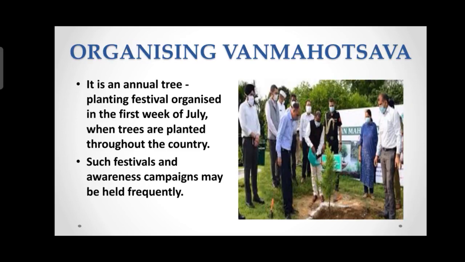Organizing Van Mahotsav. It is an annual tree planting festival organized in the first week of July when trees are planted throughout the country. Such festivals and awareness campaigns may be held frequently.